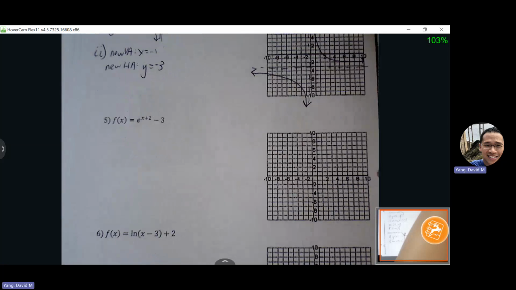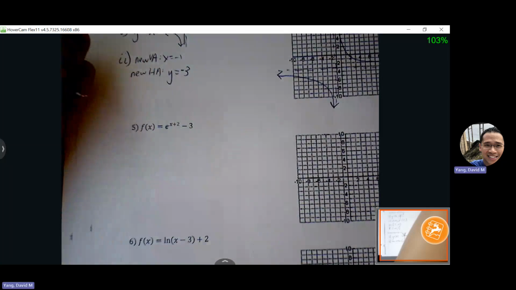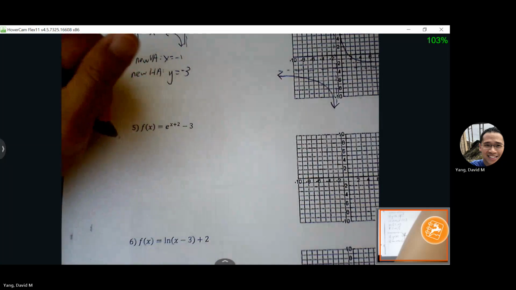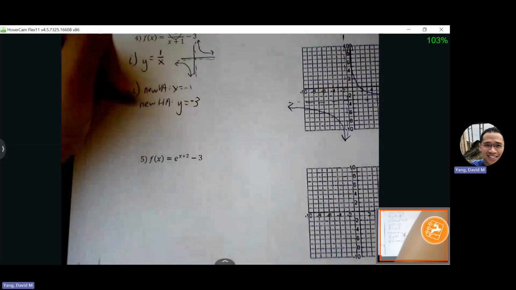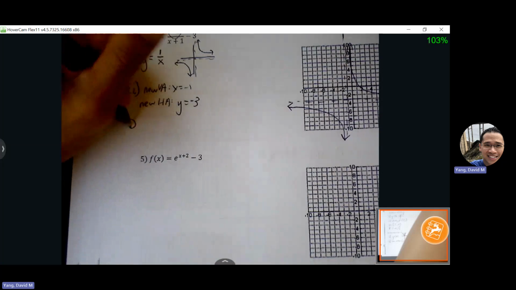Five and six are important. Exponential functions, log functions. We're going to see quite a bit of that in our course. We're not going to hit exponentials and logs until later in the semester, but I want to spend time. Oh, wait, I forgot about the domain and range. So let's do domain and range.